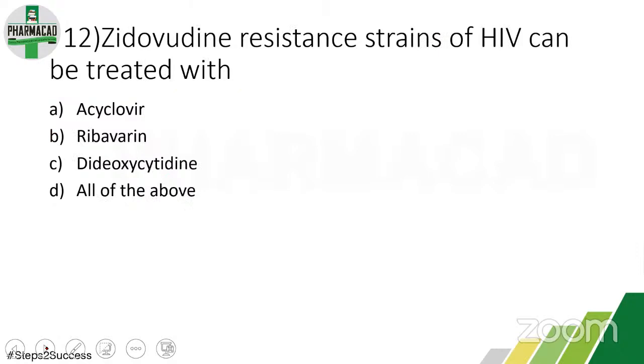Next question. Zidovudine resistant strains of HIV can be treated with dideoxycytidine, as we have learned in the earlier question. So the answer is option C, dideoxycytidine.